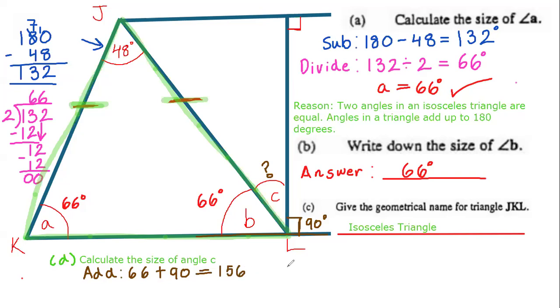Okay, and what else we gonna do? We're gonna subtract, right? We're gonna subtract 156 from 180. Very good. So it's gonna be 180 degrees minus 156. When we subtract, what we get? 24 degrees. So 180 degrees minus 156. I get 24.